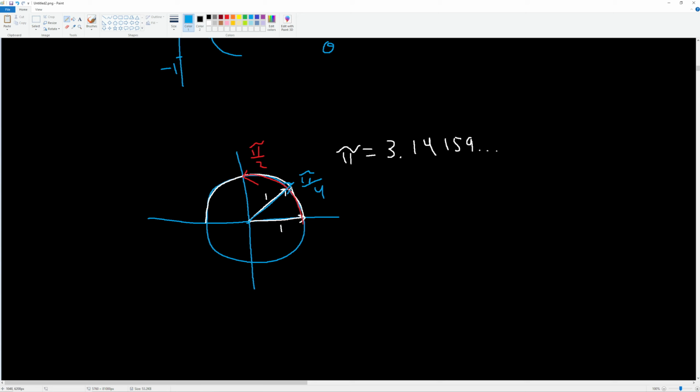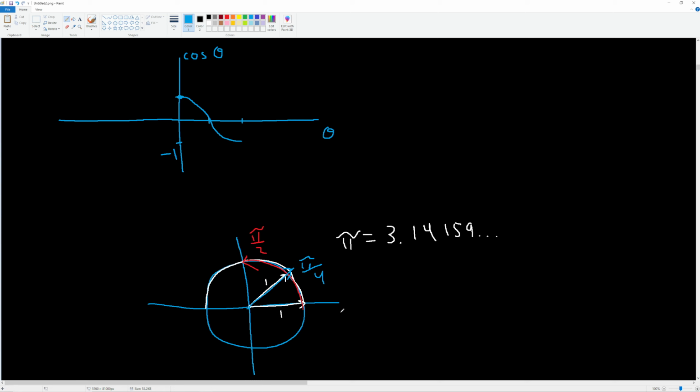It's based on this arc length, okay? The length that is traced out by this angle. That's where this concept of a radian measure comes from. It's a very obvious way to measure angles, to talk about angles. Degrees, on the other hand, is very arbitrary, right?